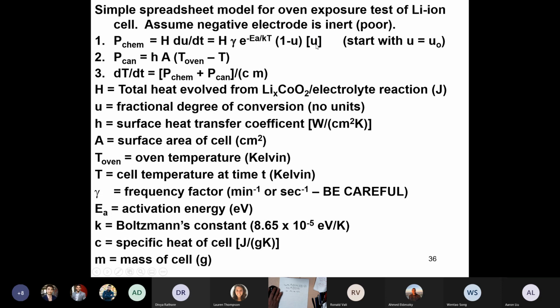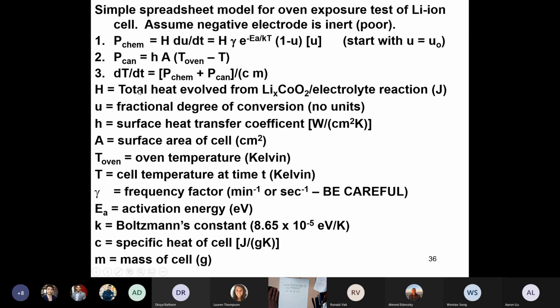For the autocatalytic case, you start with some initial value of U. So I called that beta before. But you can just start with some very small initial value of U here, and everything works fine. You have Newton's law of cooling. You know how the rate of change of temperature with time depends on the chemically generated heat and the heat transferred by Newton's law of heating and cooling. Seen this before.